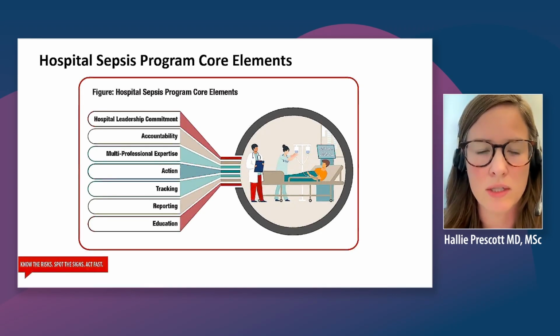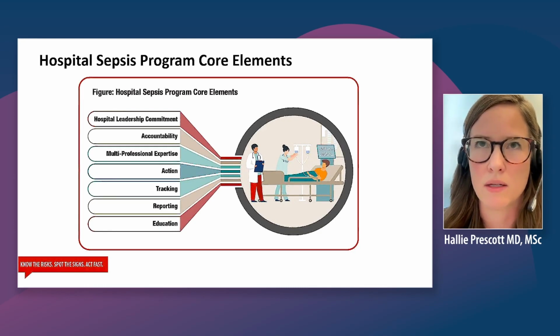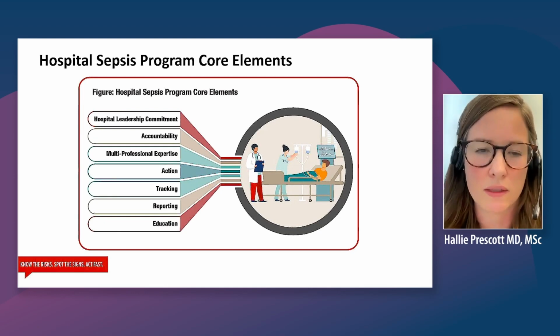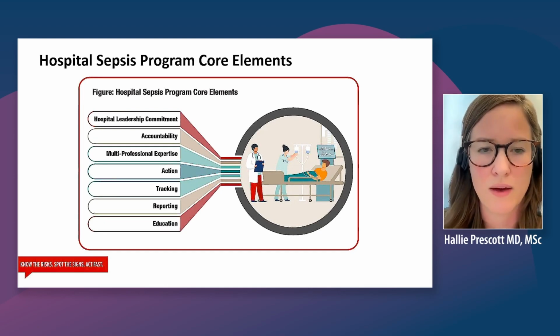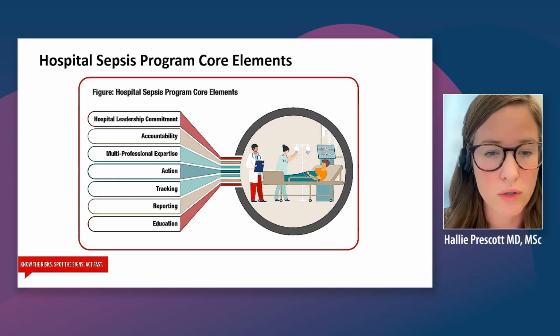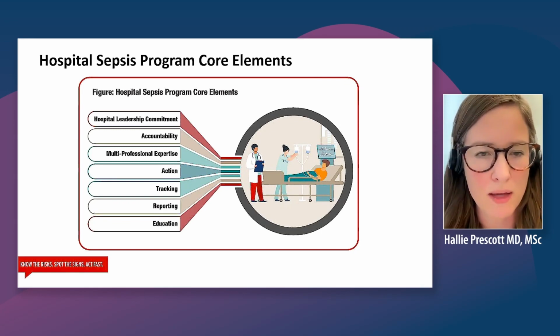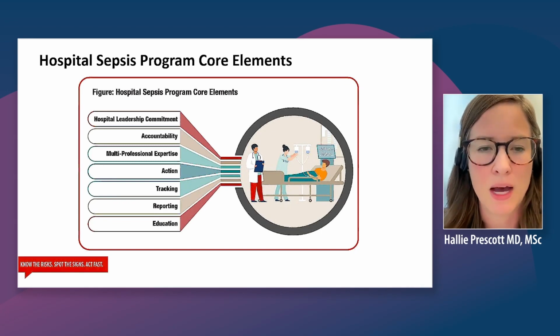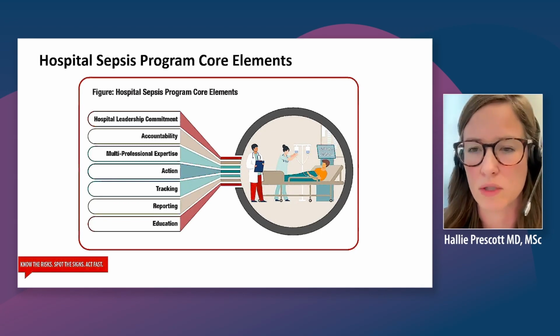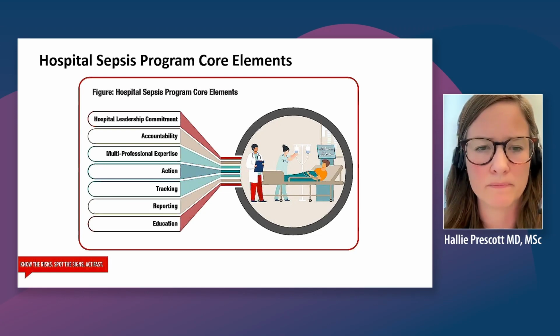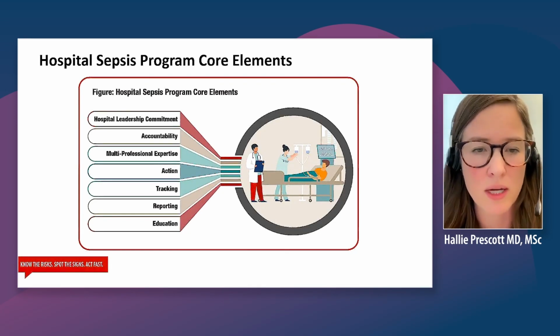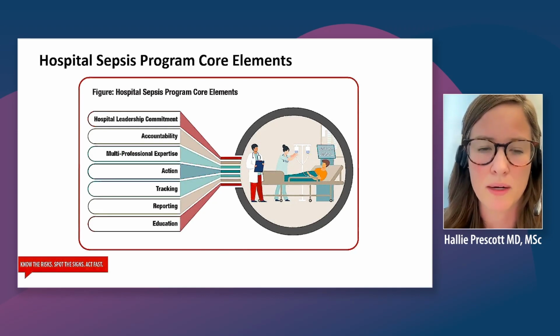The next is action, and this talks about the structures and processes that hospitals can do to facilitate the implementation of evidence-based practices for sepsis. So this talks about things like order sets or hospital care pathways for sepsis, how to develop those, and how to ensure that they are being used by providers in your hospital. Tracking reports, it talks about monitoring what is happening in your hospital in terms of sepsis epidemiology, sepsis management, and sepsis outcomes.